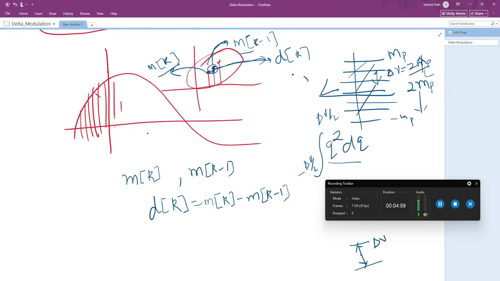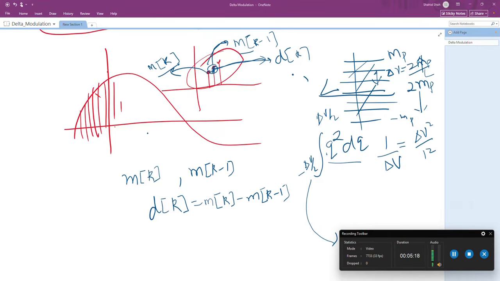And this is the quantization error. And what is the distribution of this? It is a uniform distribution, that is 1 over delta v, and this quantization error was proved to be delta v square by 12. And if you substitute delta v equal to 2 mp by L, then this quantization error will be equal to mp square by 3L square.